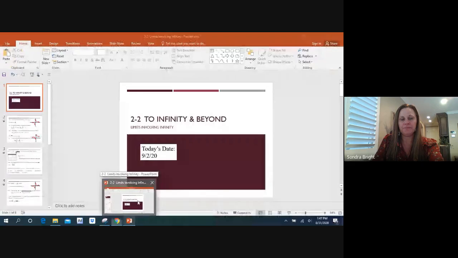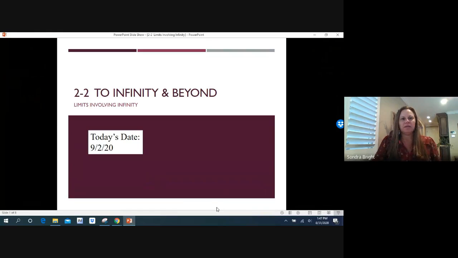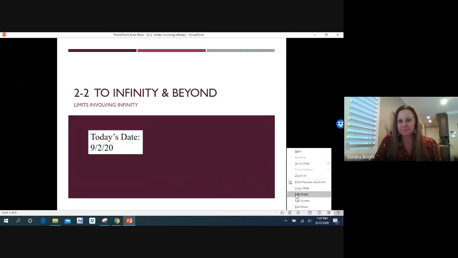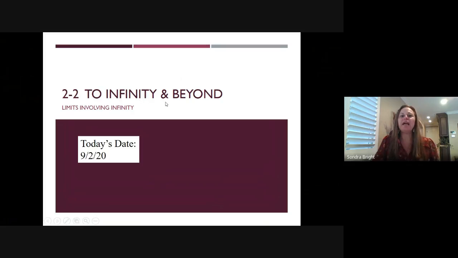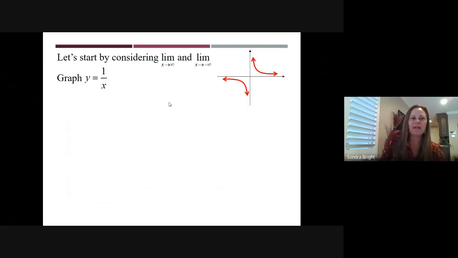All right. So today we're going to work on section 2, which is limits involving infinity. And to infinity and beyond is our cutesy title, but limits involving infinity. So let's start by considering the limit as x approaches positive infinity and also the limit as x approaches negative infinity. And we'll start by graphing y equals 1 over x.